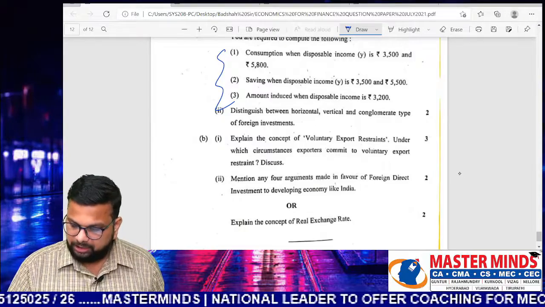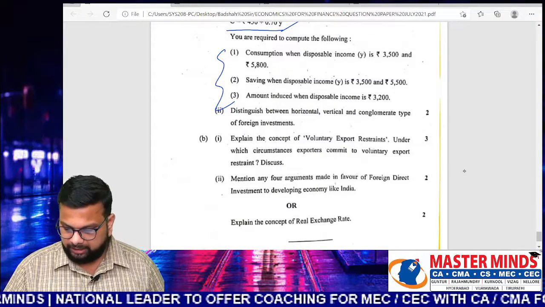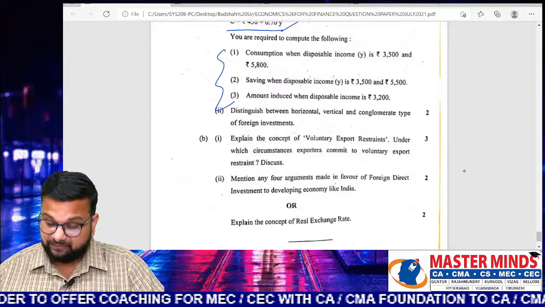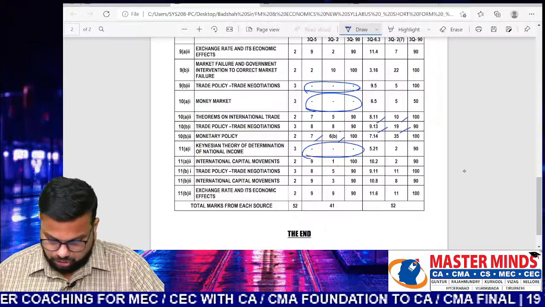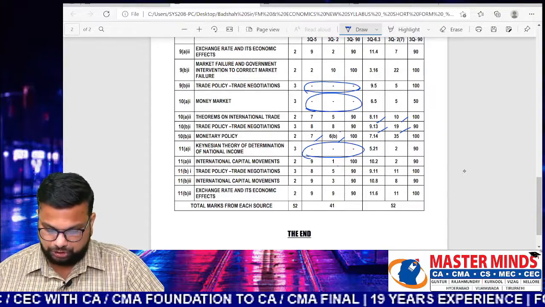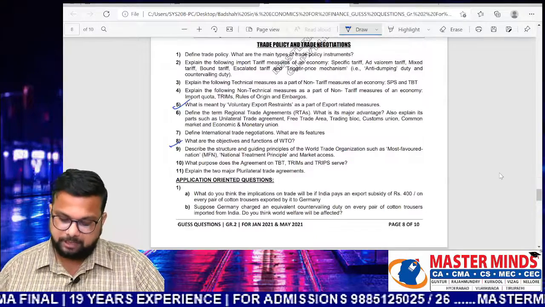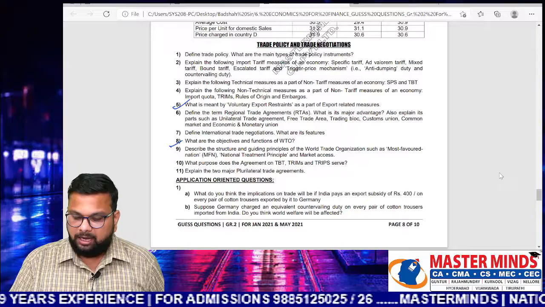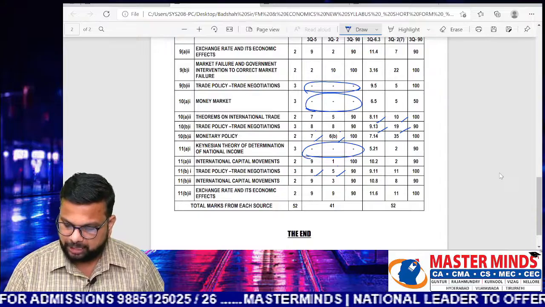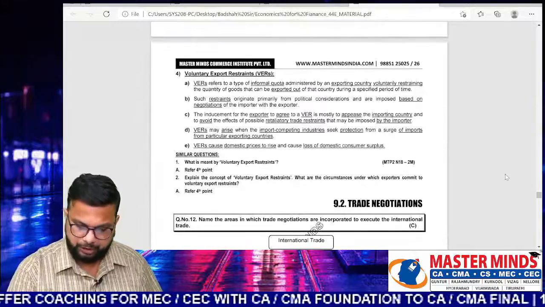Explain the concept of voluntary export restraints, under which circumstances exporters commit to voluntary export restraints. Okay, right. Let us see whether this question is covered in guest questions as well as in the masterminds material or not. If you look at the schedule, this question is covered in both our masterminds material as well as guest questions. Page number 8, question number 5: What is meant by voluntary export restraints as part of export related measures? And the same thing is covered in our masterminds material also, 9.11, question number 11. There is no need to write the entire question, Nana. It is sufficient to write point number 4.